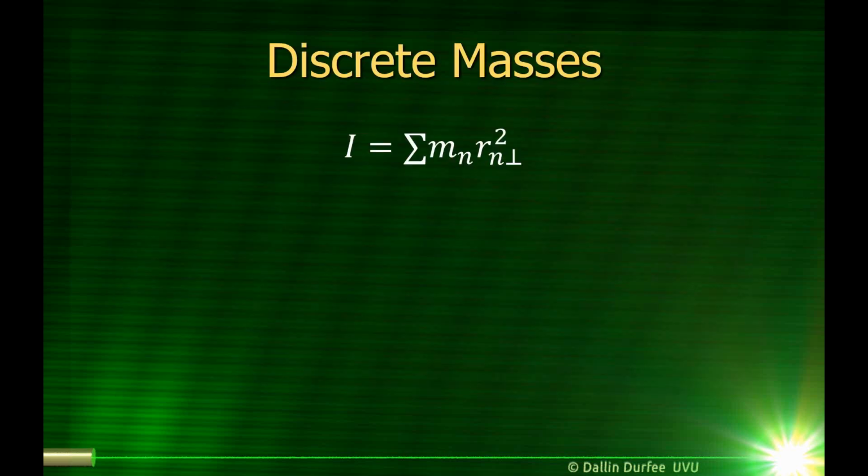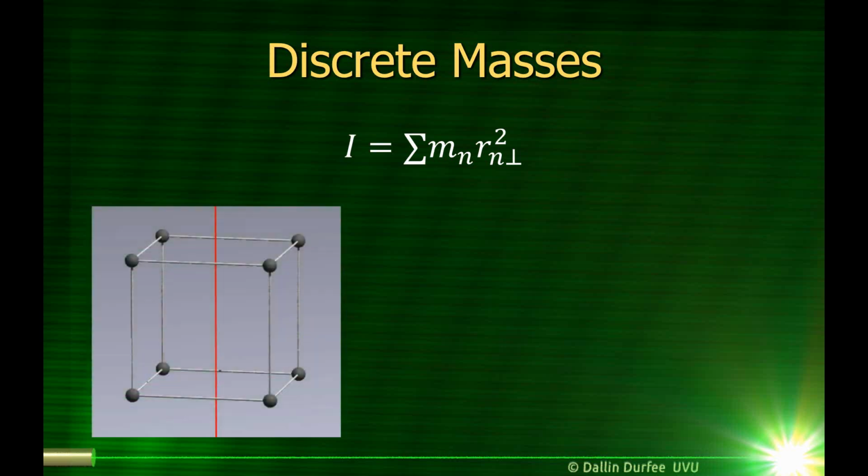Okay, now how do you actually calculate the moment of inertia? If I have a bunch of point masses, I can find the moment of inertia by taking each point mass times the perpendicular distance from the axis squared, and then I just sum that for all of the point masses.